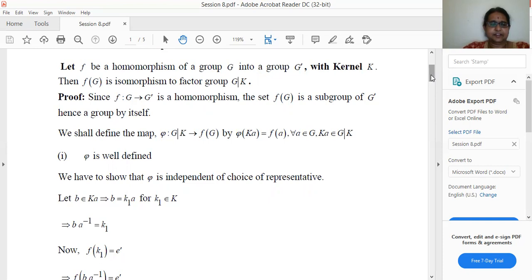So now we have defined a new map. First we have to check whether the map is well defined. Now to show phi is well defined, we have to show that phi is independent of the choice of representative. Let B belong to Ka. So this implies B is equal to K1 A for K1 belonging to K.